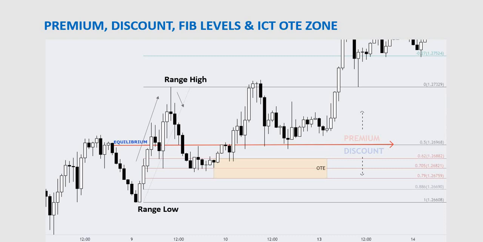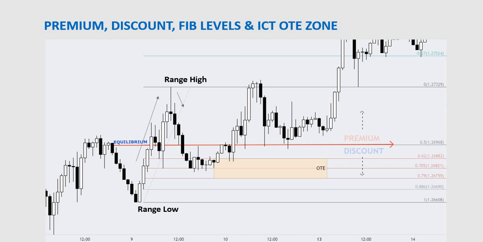After the measurement, our 0.5 or the 50% level, being the midpoint of the range, is the equilibrium price. Any price above the equilibrium price is premium, and any price below the equilibrium price is discount. And we have the OTE, which stands for optimum trade entry, which is a boundary between the 0.62 and the 0.79. What it actually means is that it's a zone where price will most likely react or reverse from. So we have to keep an eye on that zone, especially when the market is trending.